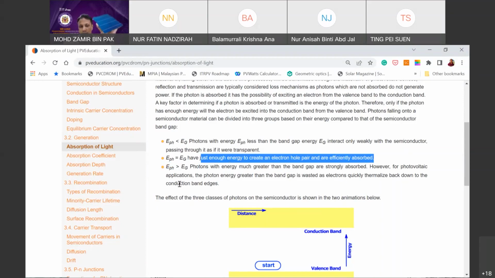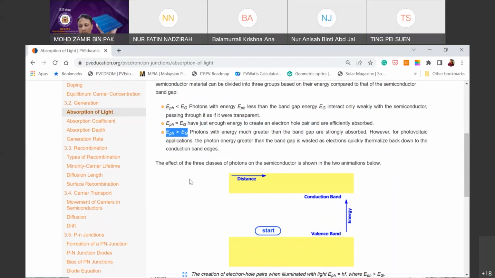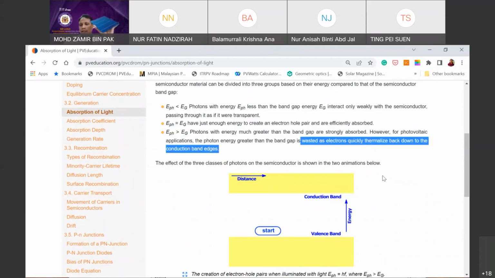Case number two, right? Case number three is when your EPH is more than EG. Macam saya bagi example tu, nak cross the bridge, you have extra fuel and you can go further into Balik Pulau and so on, Fringy perhaps. Right, photons with energy much greater than the band gap are strongly absorbed. They'll be absorbed as well, but then they will cause excitation of the valence band electrons further up into the CB, not just right at the edge. They can be further up, right? And that will cause the electrons to quickly thermalize back to the CB edge, to the conduction band edge, right?